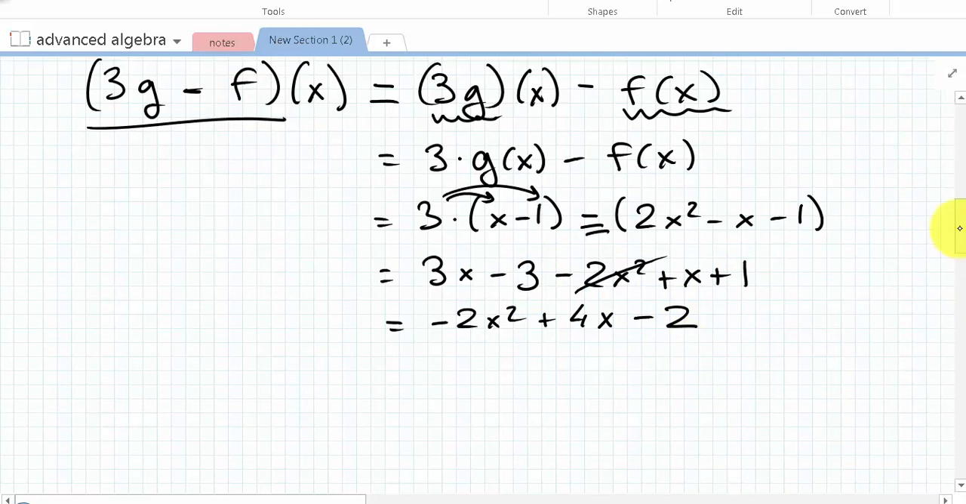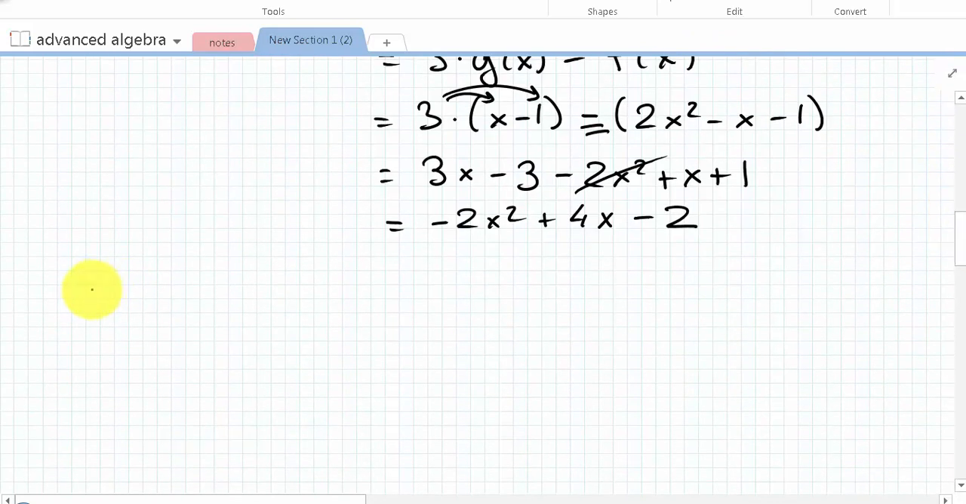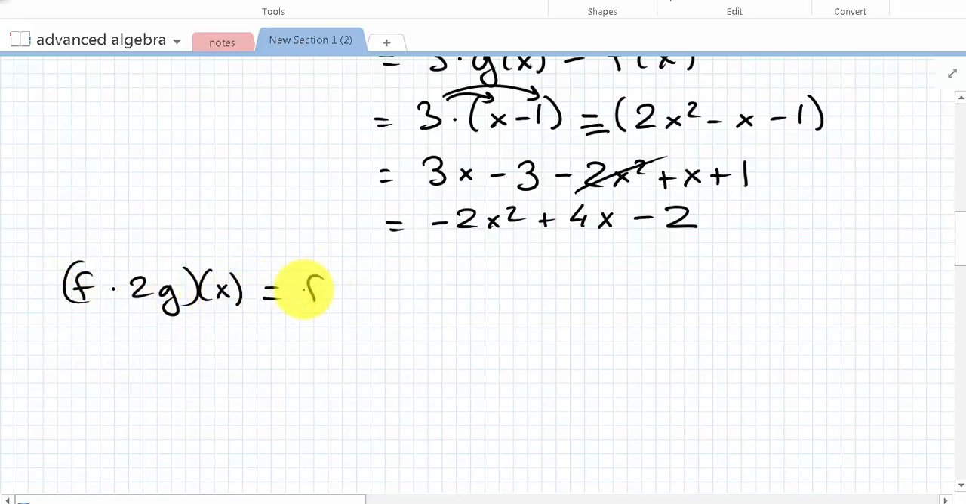Let's continue. The next function I want to find the expression of is f times 2g. So f times 2g applied to x is f of x times 2g of x.